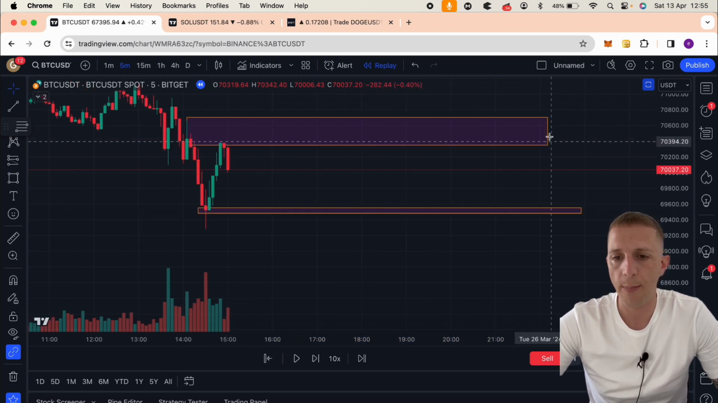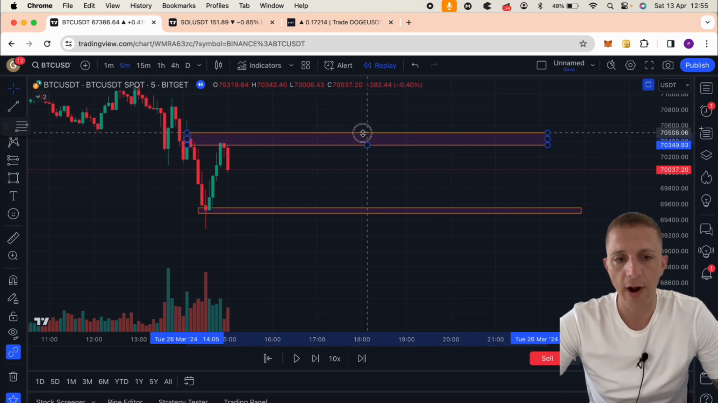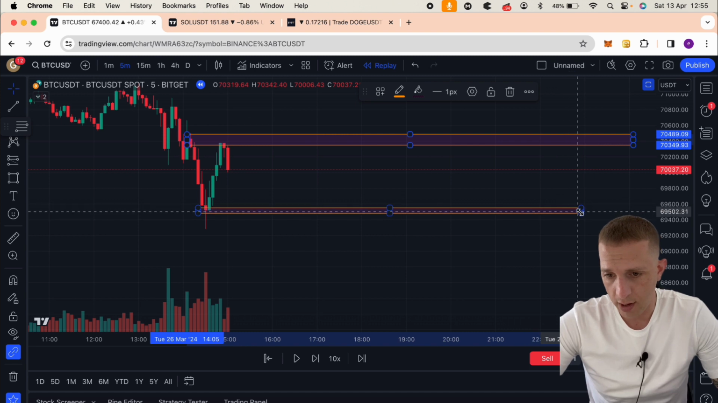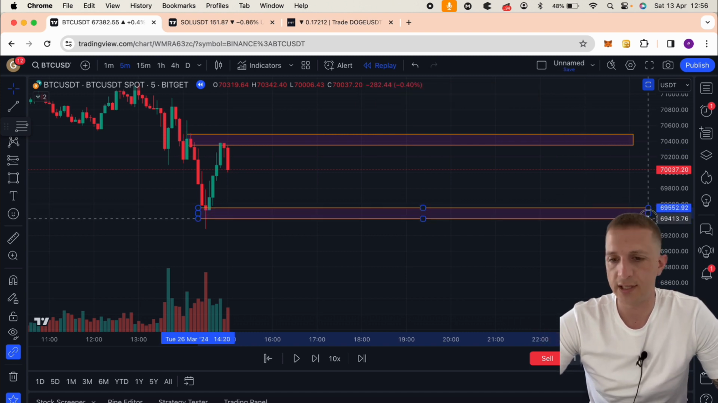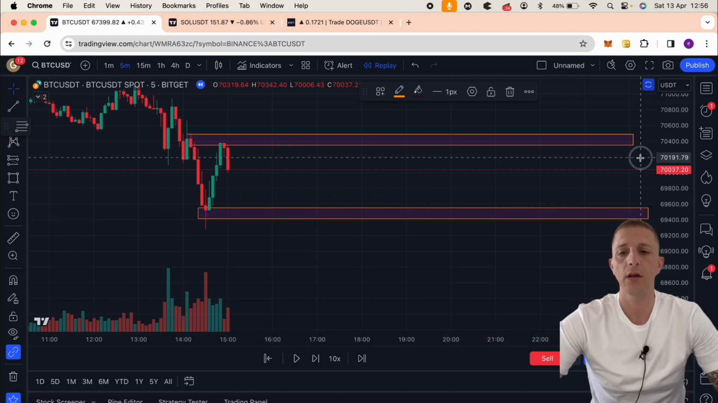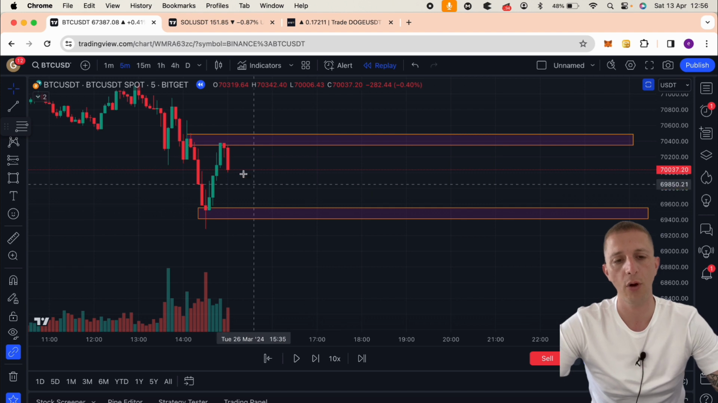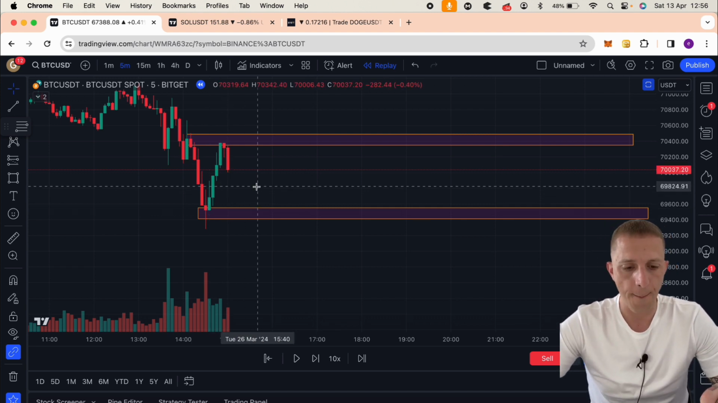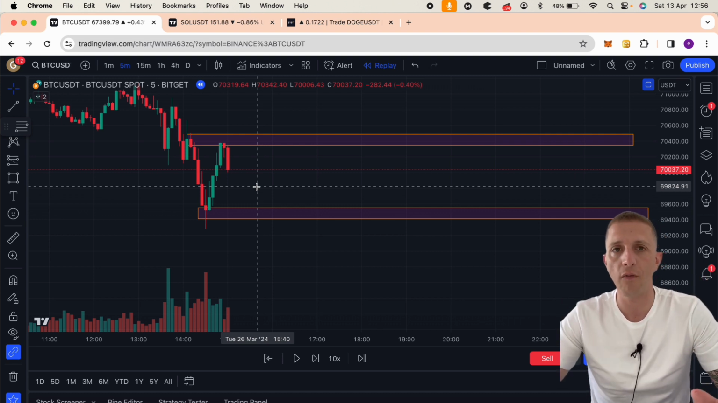So basically we just draw our range of supply and demand, or we can also call them support and resistance. What does that mean? This is where I believe the price will move around. So the strategy is very easy to follow.